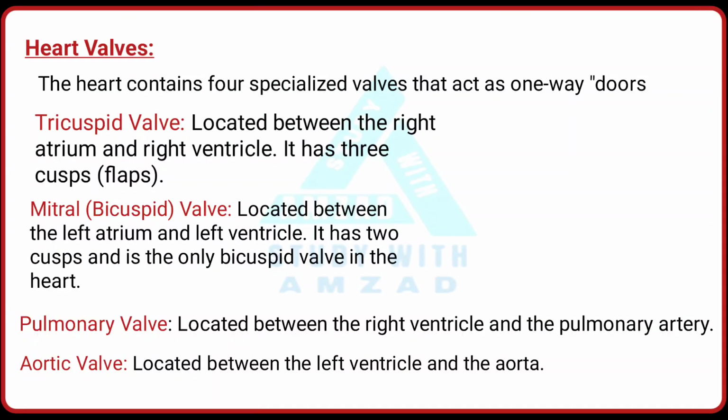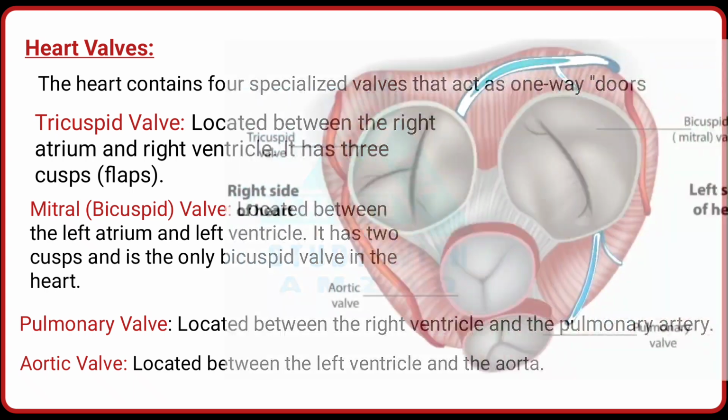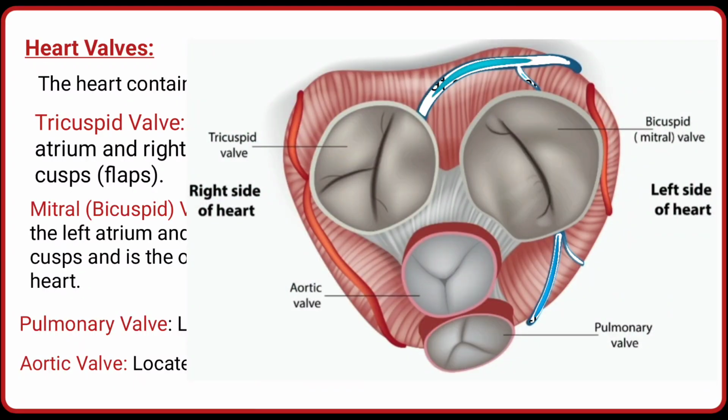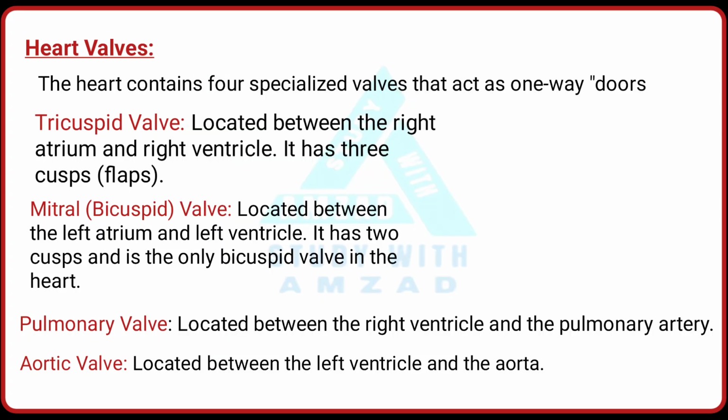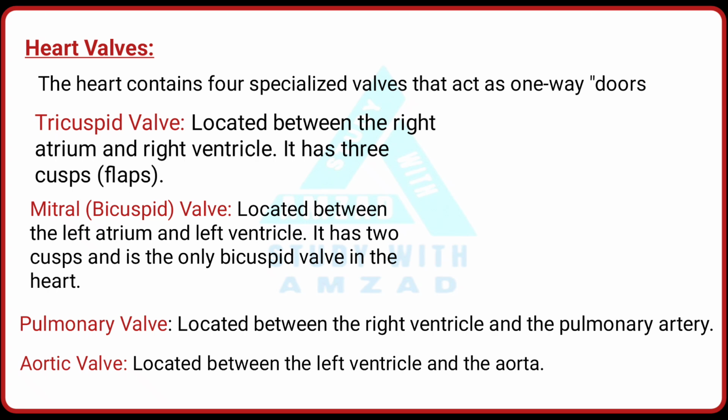We must know the heart valves. The heart contains 4 specialized valves that act as one-way doors. Their primary function is to keep blood flowing in a single direction and to prevent backflow. These valves open and close based on pressure changes within the heart chambers. There are atrioventricular valves and semilunar valves.